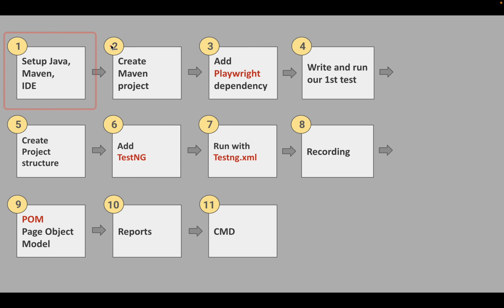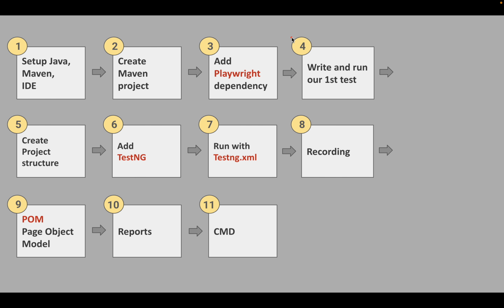After this we will move to the second topic where we will create a Maven project, and then add the dependencies in our project. All the libraries that we need for setting up our test automation framework, we will add, and we will start with Playwright, which is the main library we need for doing automation. And the others also we will see how to add them.